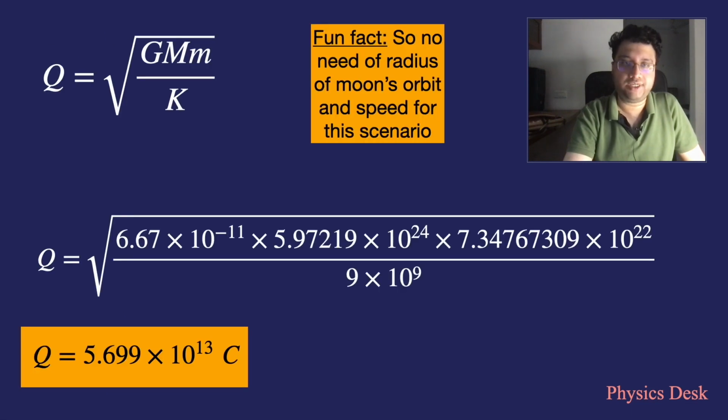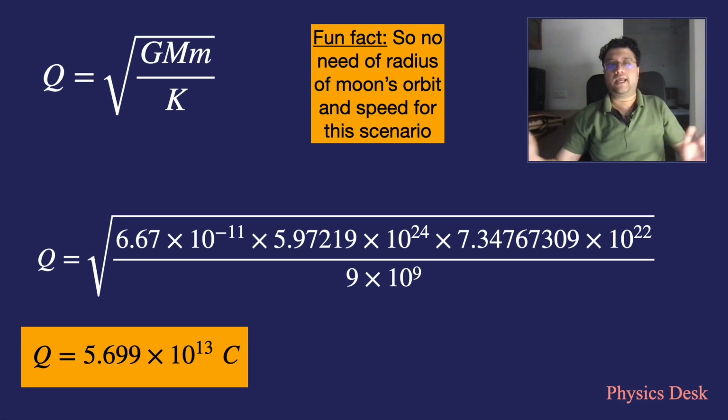We know the value of G, the universal gravitational constant, 6.67 into 10 power minus 11, mass of the Earth 5.97 into 10 power 24 kg, mass of the Moon 7.34 into 10 power 22 kg, and Coulomb's constant 9 into 10 power 9 in free space, giving us approximately 5.7 into 10 power 13 coulomb, which is a very large number. So if both Earth and Moon acquire a charge close to this 5.7 into 10 power 13 coulomb, they repel each other and break the orbit.